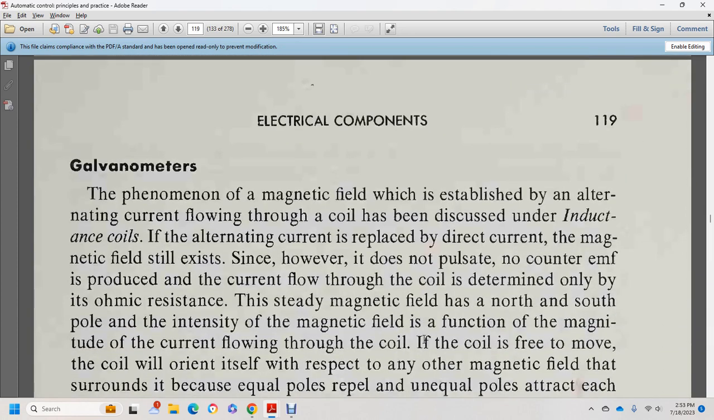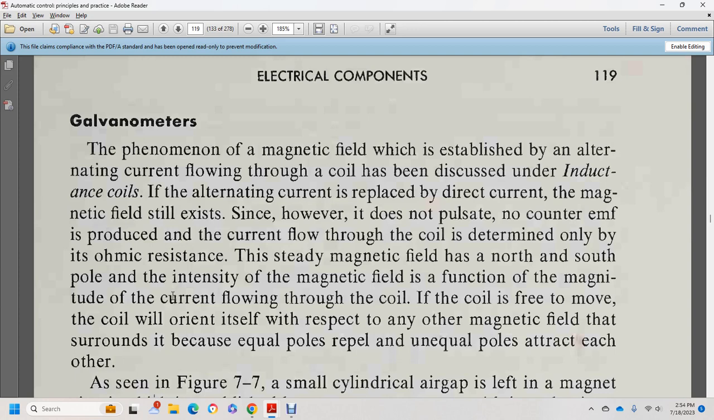Galvanometer. The phenomenon of the magnetic field established by alternating current flowing through a coil has been discussed in inductance coils. If the alternating current is replaced with direct current, the magnetic field still exists, however it does not pulsate. With no counter EMF, the current flow through the coil is determined only by resistance. The steady magnetic field has a north and a south pole. The intensity of the magnetic field is a function of the magnitude of the current flowing through the coil.